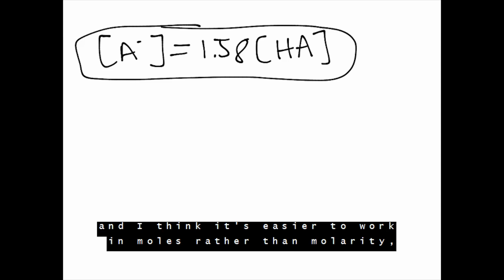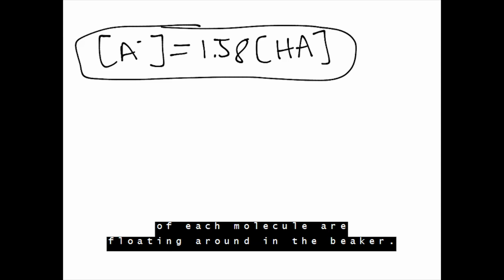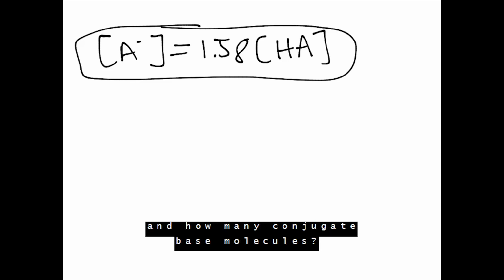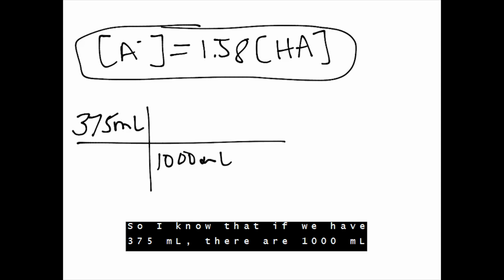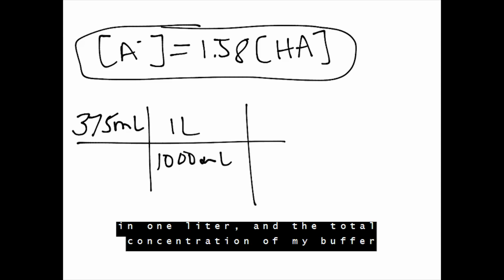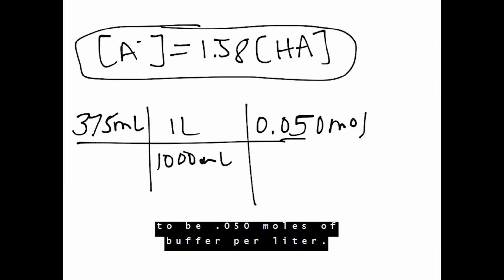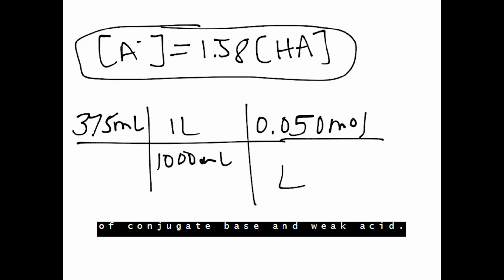And I think it's easier to work in moles rather than molarity, because I like to think of how many of each molecule are floating around in the beaker. How many weak acid molecules and how many conjugate base molecules. So I know that if we have 375 milliliters, there are 1,000 milliliters in 1 liter. And the total concentration of the buffer that we're trying to make, we said, was going to be 0.050 moles of buffer per liter. So that moles of buffer will be the total moles of conjugate base and weak acid.